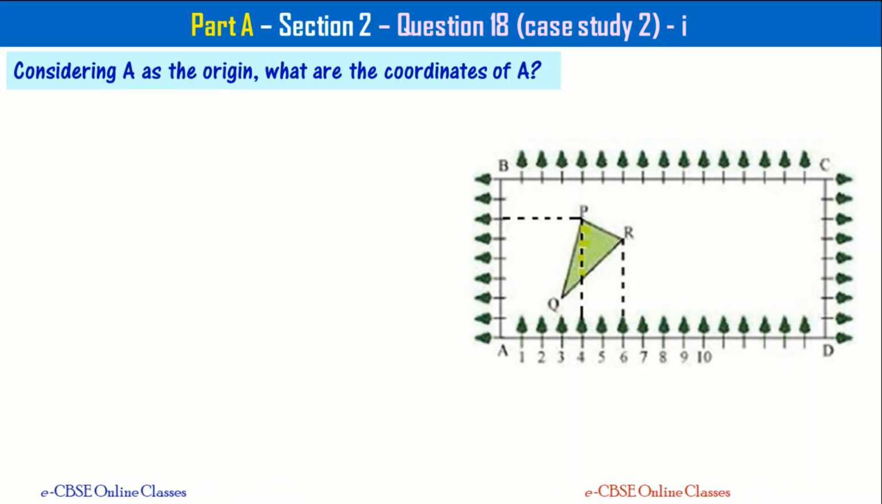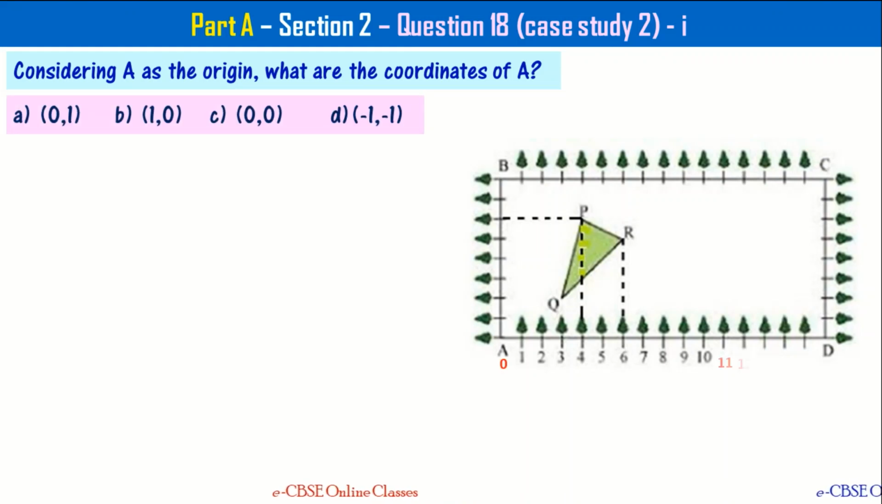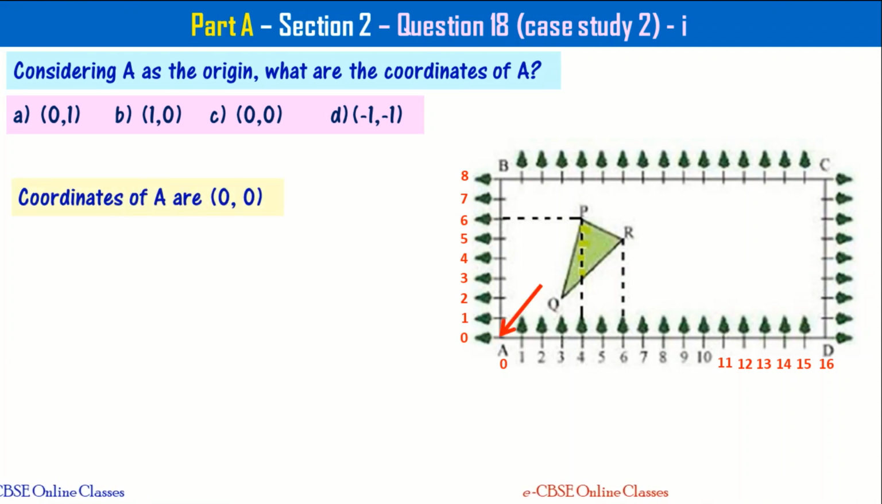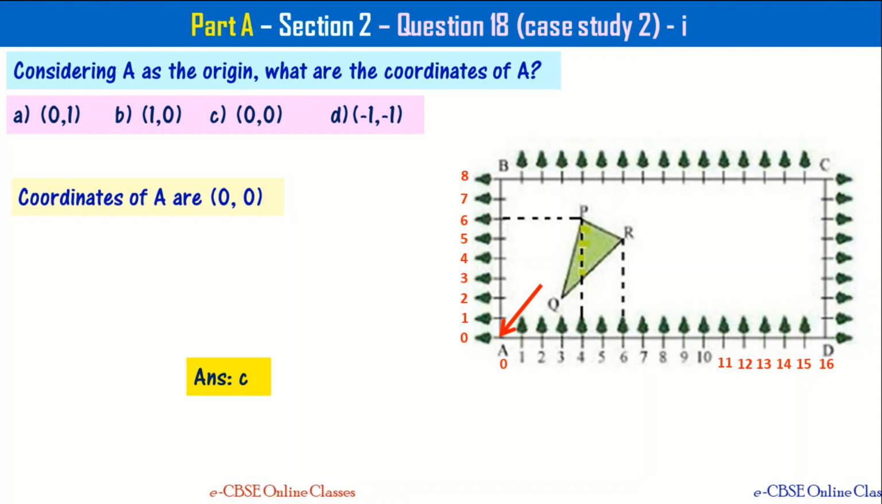When you see this figure, we have to put the scale, right? Only part of the scale is given. So let's do that first. On the horizontal axis, it is starting at A equal to 0 and ending at D equal to 16. Whereas in the vertical axis, it starts at A equal to 0 and B equal to 8. Since A is the origin, from the figure you see that the coordinates of A are 0, 0. So choice C is the answer, right?